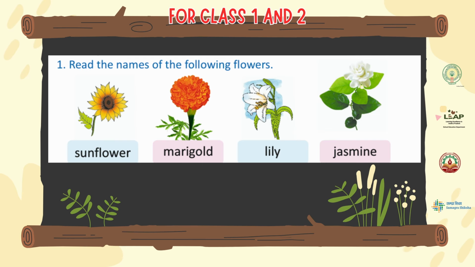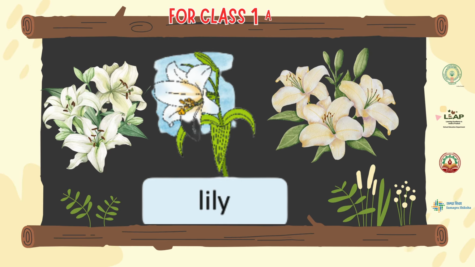Another flower is lily. This is a lily. It is large and beautiful. Lilies come in many colors like white lily, pink lily, orange lily. Say aloud, lily. Once again, lily. Let's pronounce it. Lily. They look so fresh and soft.